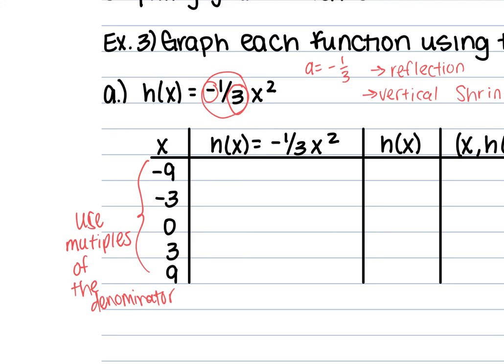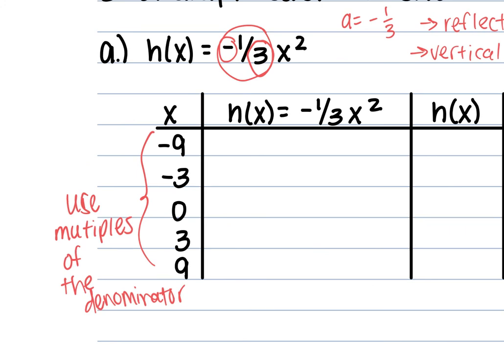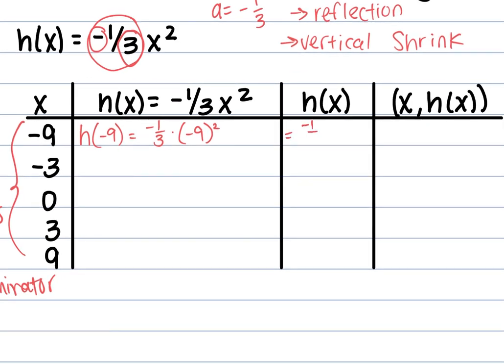Got it? Okay, so let's plug in -9. Who can plug in -9 for me? Tell me what to do. Daniel. All right, n of -9 equals -1/3 times 81, yep, because it's -9 squared, equals -27. Good. -27. And what's the point then? -2, -27. Close. Or wait, no. What did we plug in for x? -9, -27. There we go. -9, comma, -27. Okay, very good.